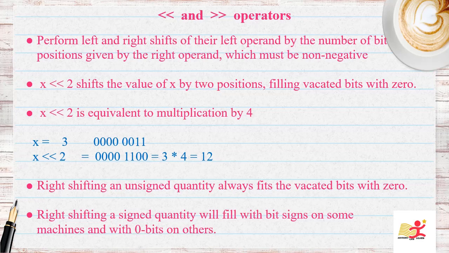Now let's see right shift. Right shifting an unsigned quantity always fills the vacated bits with zeros. But right shifting a signed quantity will fill with sign bits on some machines and with zeros on others.